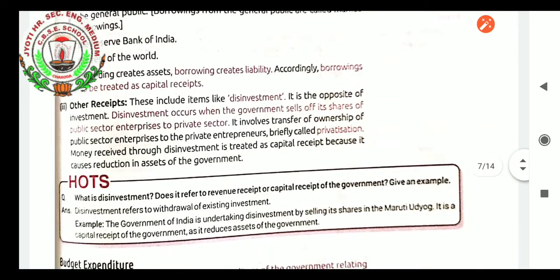Other receipts. These include items like disinvestment. It is the opposite of investment. When the government makes disinvestment in some of the projects in which they don't want to continue, like when the government sells off its shares in some industry, then it is known as disinvestment. They will definitely sell it to the private sector, not to another government sector. It involves transfer of ownership of a public sector enterprise to a private enterprise, briefly called privatization. Money received through disinvestment is treated as capital receipt because it causes reduction in assets of the government.